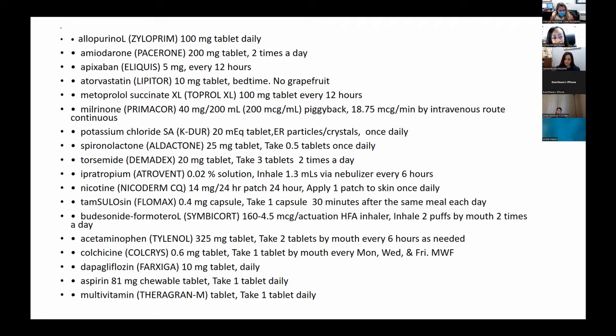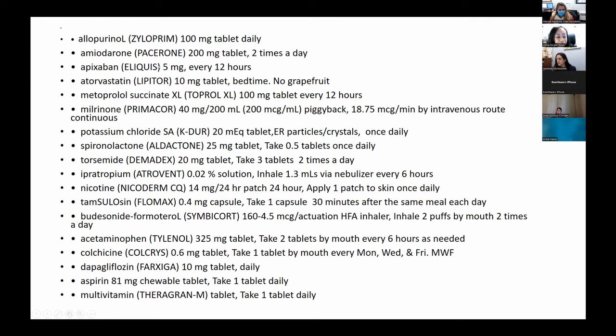Amiodarone was to slow down the heart rate for the atrial fibrillation because there's so many multiple issues. We knew that it wouldn't cardiovert him out of AFib, but it was to keep him at least rate controlled. And then he was on apixaban, which is Eliquis, for the AFib.